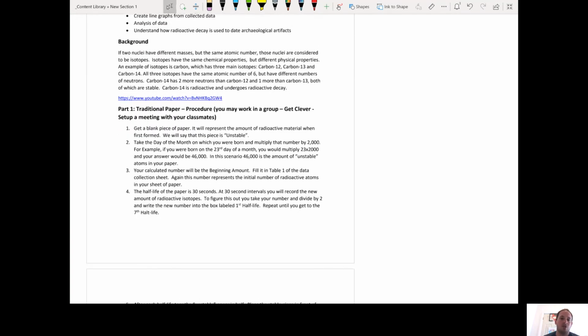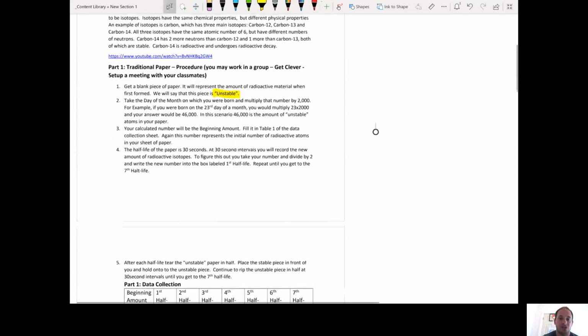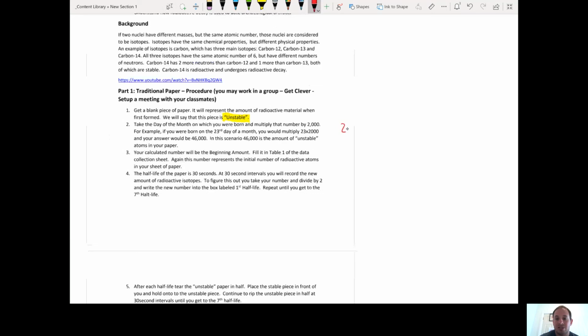So part one, we're going to be using just a traditional piece of paper. It doesn't matter if the paper has writing on it, though a blank piece of paper is definitely much better. The blank piece of paper that we start with is going to be unstable, and we know that unstable atoms like carbon-14 want to become stable. So the first thing you're going to do is take the day of the month that you were born and multiply that number by 2000. For example, I'm a February 1st baby, so I would do 2000 times 1, and my starting number is 2000.